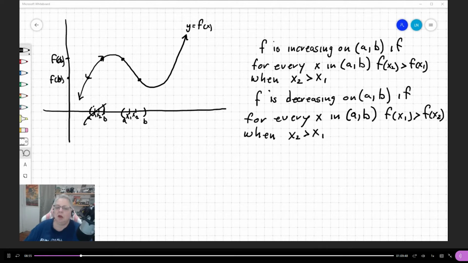So the first derivative, f prime, represents, I'm just going to say equals, the slope of the tangent line to the curve.